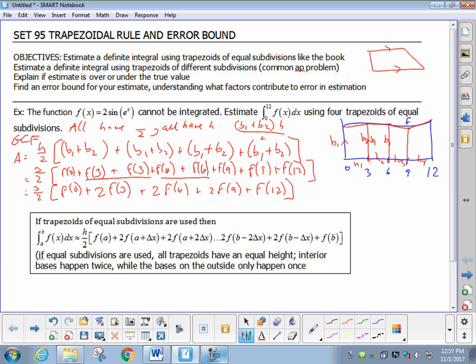Now that's pretty common on equal subdivisions. You'll see 1s on the outside and 2s on the inside. And that is actually usually our starting step that we'll work from in the future.